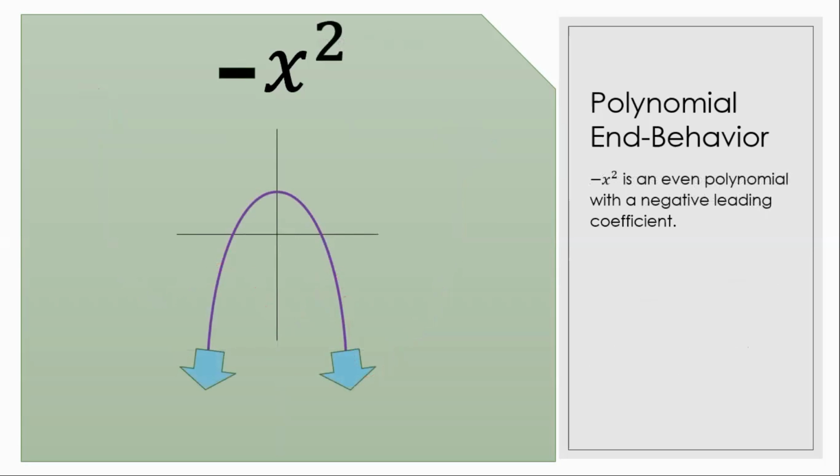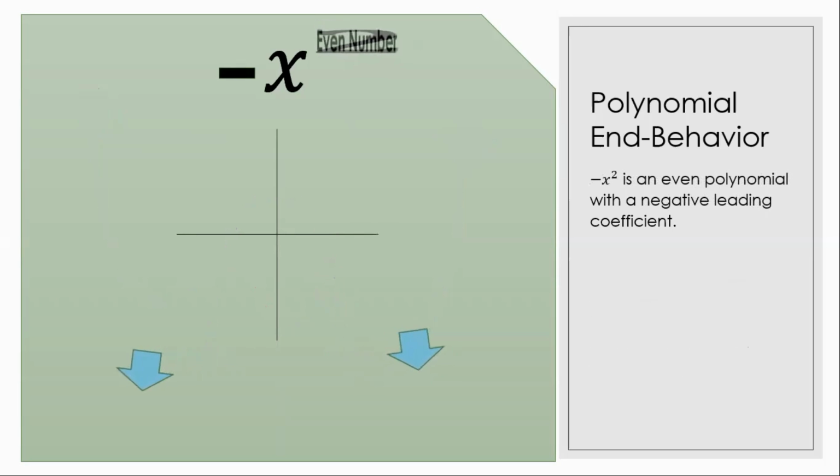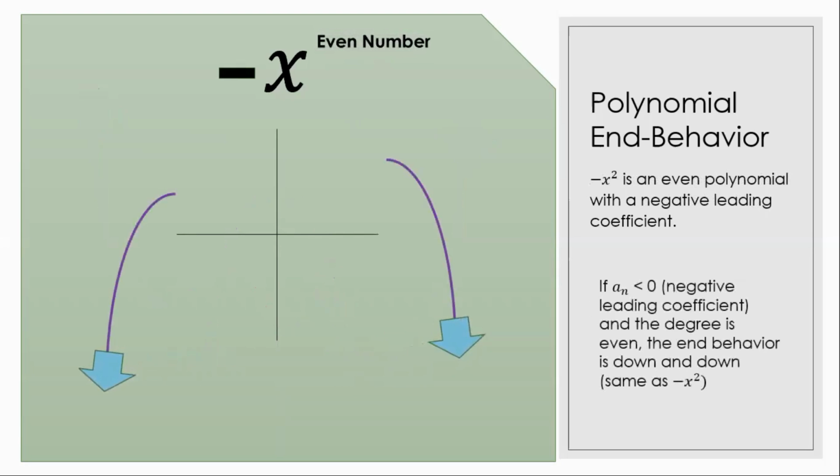By that same logic, negative x squared is an even polynomial with a negative leading coefficient. Its end behavior is down and down. Sure enough, if we have a negative leading coefficient and the degree is even, then the end behavior is down and down, the same as negative x squared.